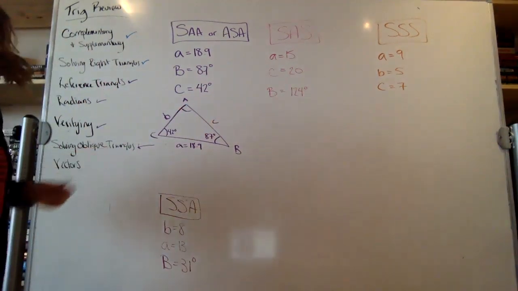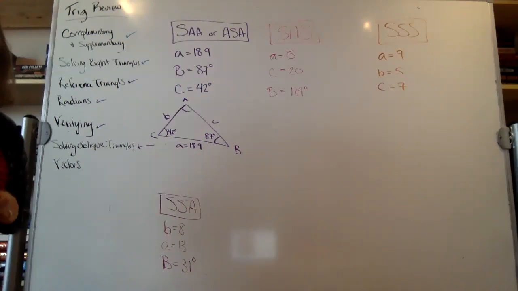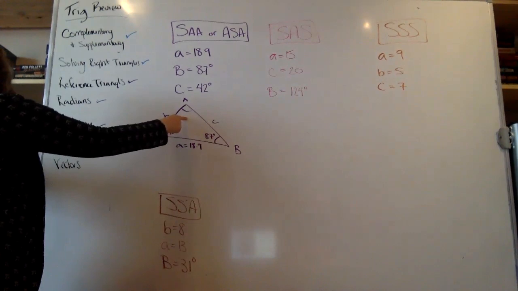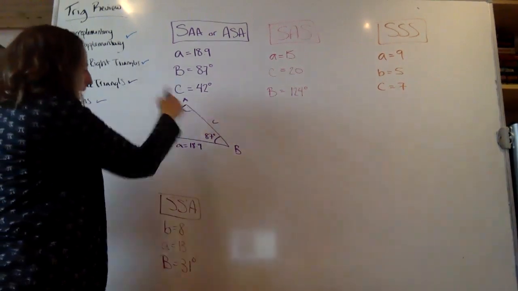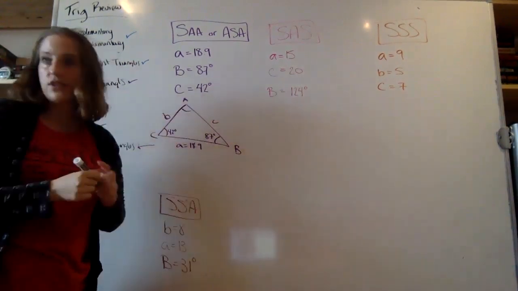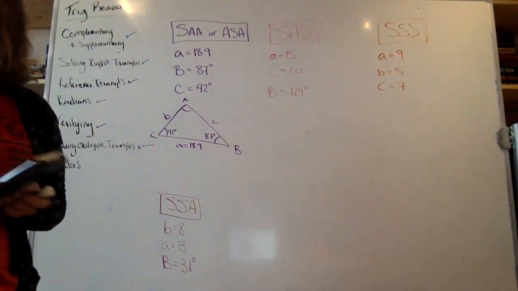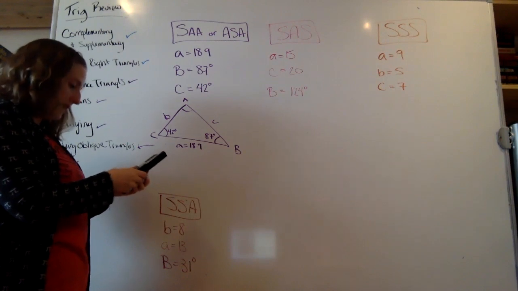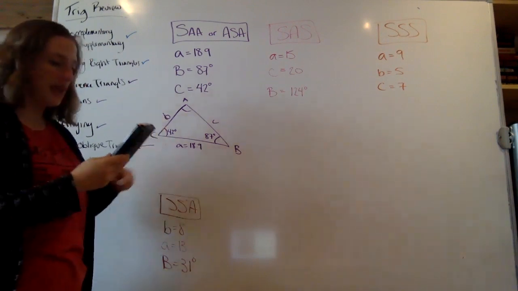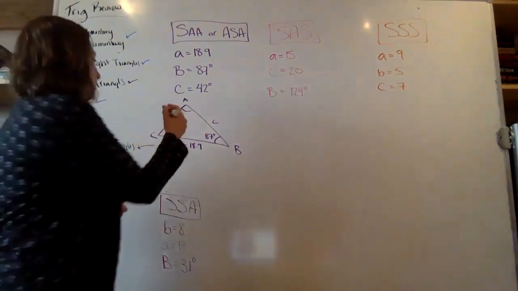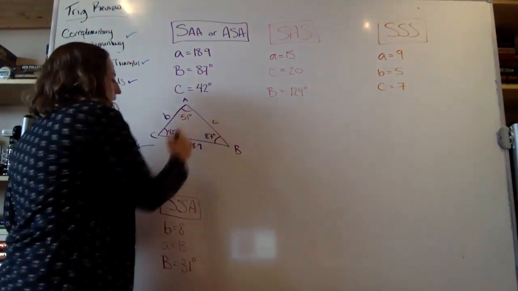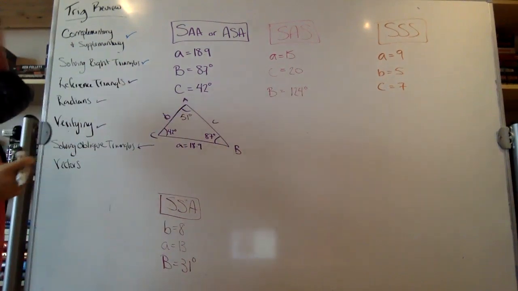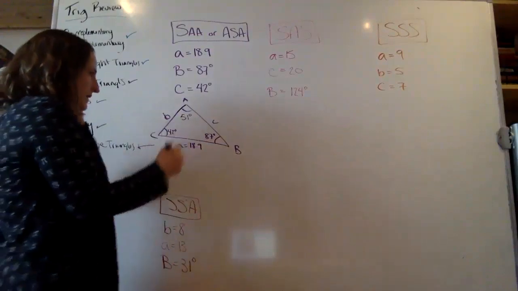All right, well, one of these things is really easy to find. What's really easy to find here? Well, I think I can find angle A pretty easily, right? Angle A I can find using the fact that the sum of the angles of a triangle is 180 degrees. So if I do 180 minus 42 minus 87, that tells me that angle A has to be 51 degrees, okay? Now that I know all of the angles of my triangle, I can use my law of sines to figure out side length B and side length C.